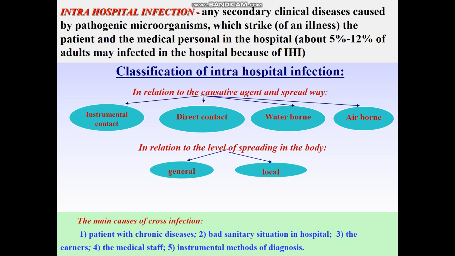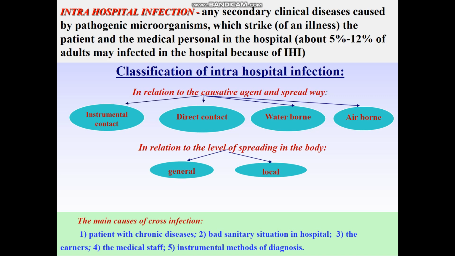Classification of intra-hospital infection. First, in relation to the causative agent and spread way: instrumental contact, direct contact, waterborne, airborne. Instrumental contact as a result of infection from operation, after birth, transfusion, endoscopy, post-trauma infection, and other causes. Second, in relation to the level of spreading in the body.